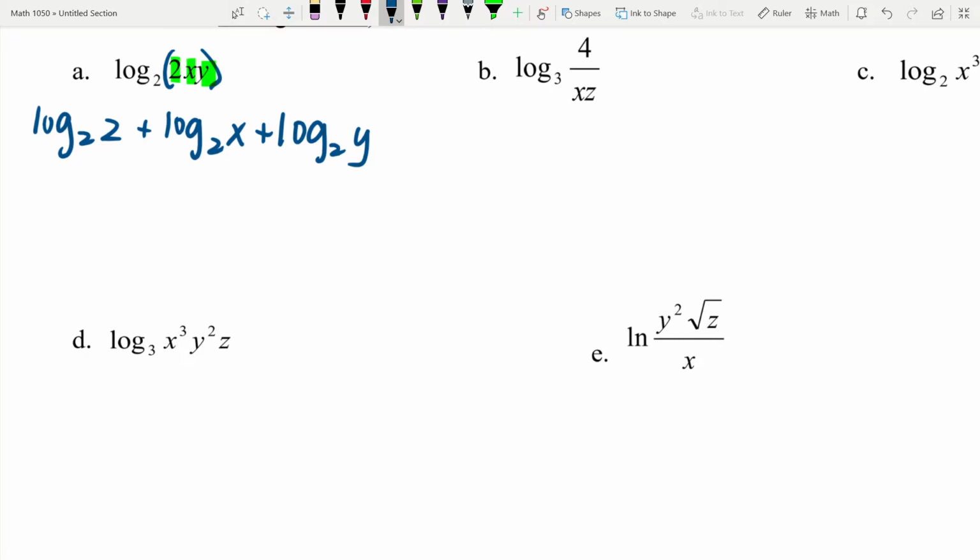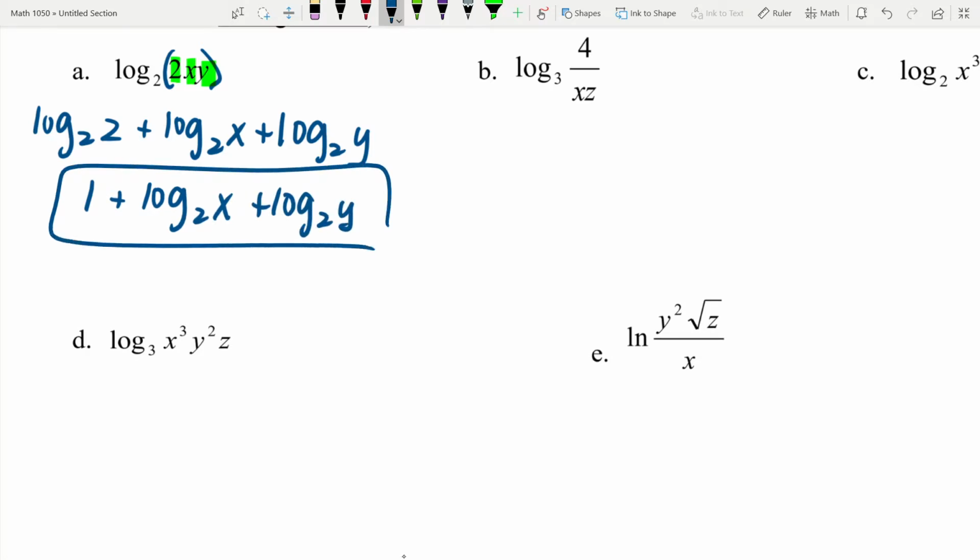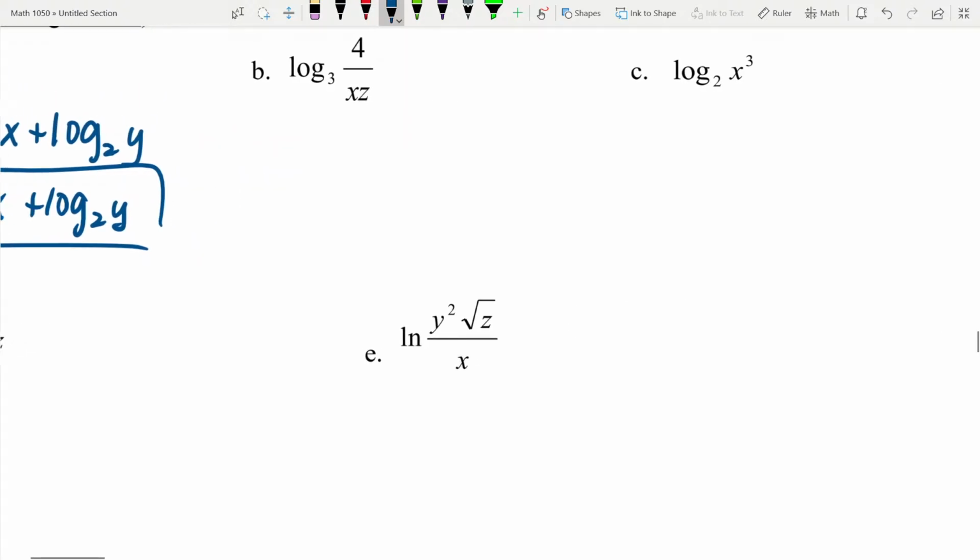Which is what? 1. Log base 2 of 2 is a 1. So you have to write it as 1 plus log base 2 of x plus log base 2 of y, like that. Okay, everybody look at question B. First of all, if that were me, I would never write it like that. I would definitely throw parentheses around it.